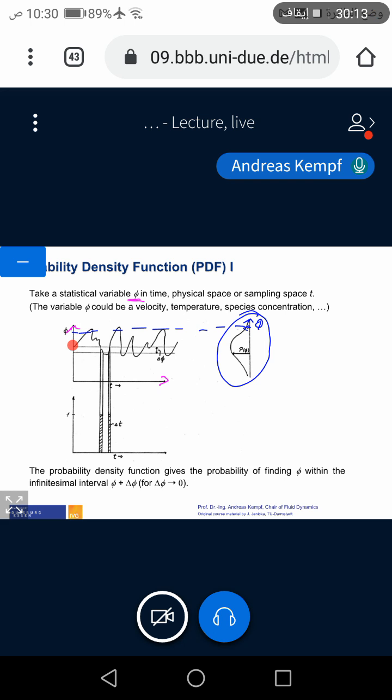If you are more towards the middle, you will find much more samples, meaning that here we have a much higher probability. So in this case, we have a probability distribution function that looks a little bit like a Gaussian.